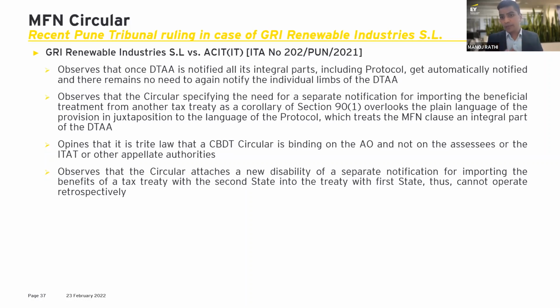Now, one important dimension that it also touches upon is it makes a succinct observation that this circular has the effect of attaching a disability of a separate notification, because this is the first time India has really come out with a very, very clear legal position. Until now, you had some situations where revenue authorities took the same argument, but it was not the state's official position. And now with this circular, it has the effect of creating a disability of sort, because it now requires you to have a separate notification before you import benefits of a treaty through the MFN clause.